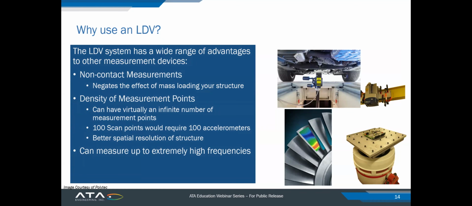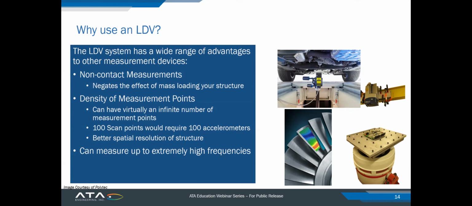And we know that the natural frequency is equal to the square root of k over m, generally. So that is going to change the dynamic response of your structure. We can negate that because a laser doesn't weigh anything. If we're able to determine the vibrations at that same exact point, that is an advantage over, let's say, the traditional accelerometer.